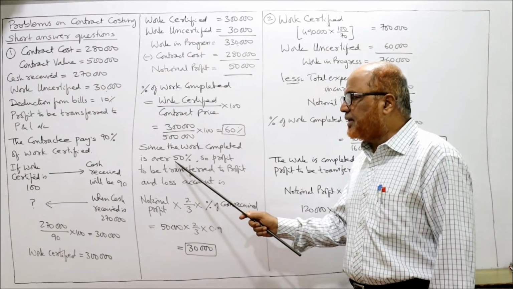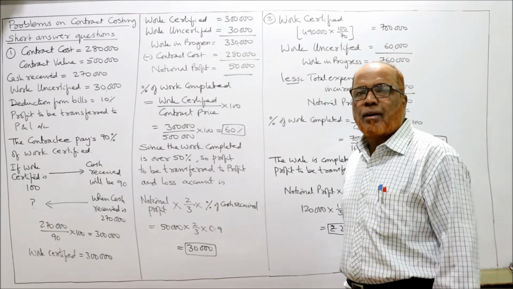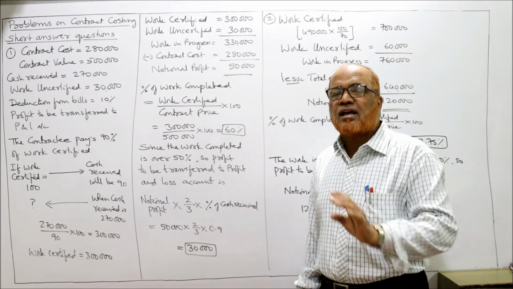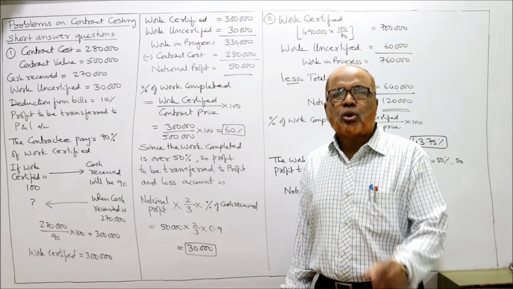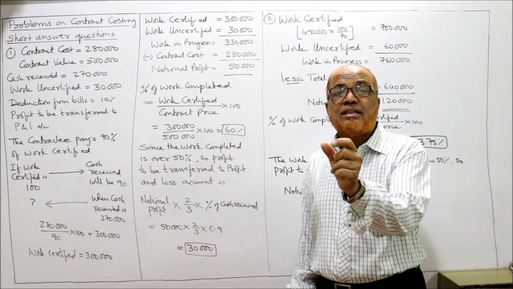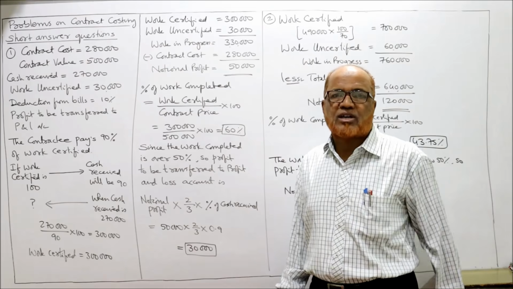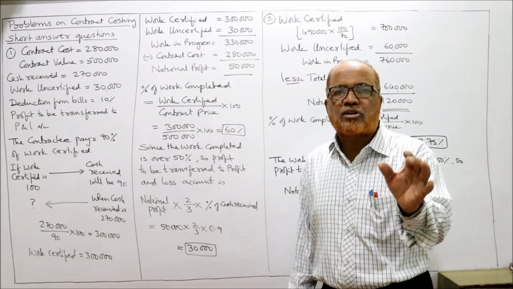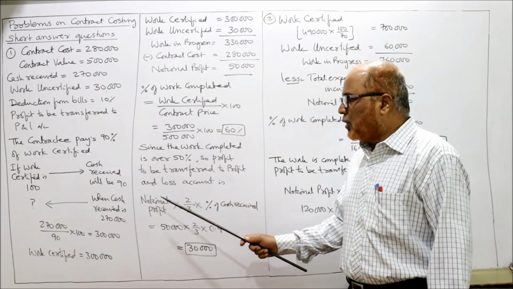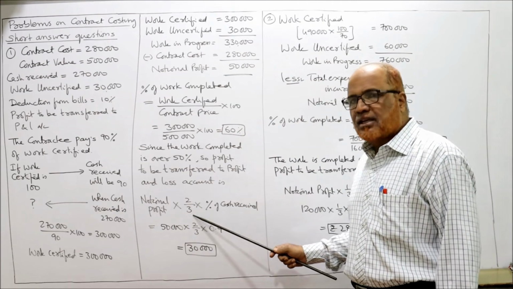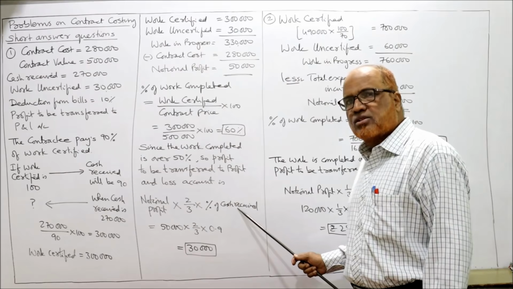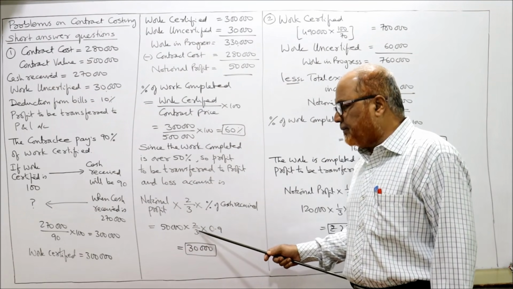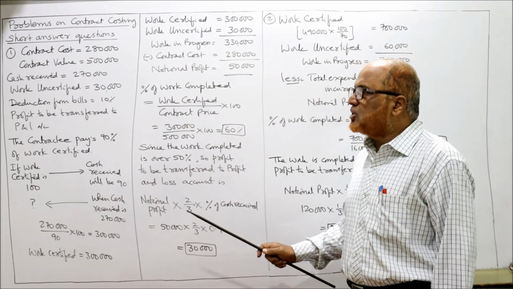Since the work is completed over 50%, अब rules में ये है कि 50% से ज़्यादा अगर work certify हो गया तो notional profit into 2/3 into percentage of cash received. This formula we apply to find out the profit to be transferred to P&L account. So notional profit into 2/3 into percentage of cash received. So notional profit is 50,000 into 2/3 into percentage of cash received.